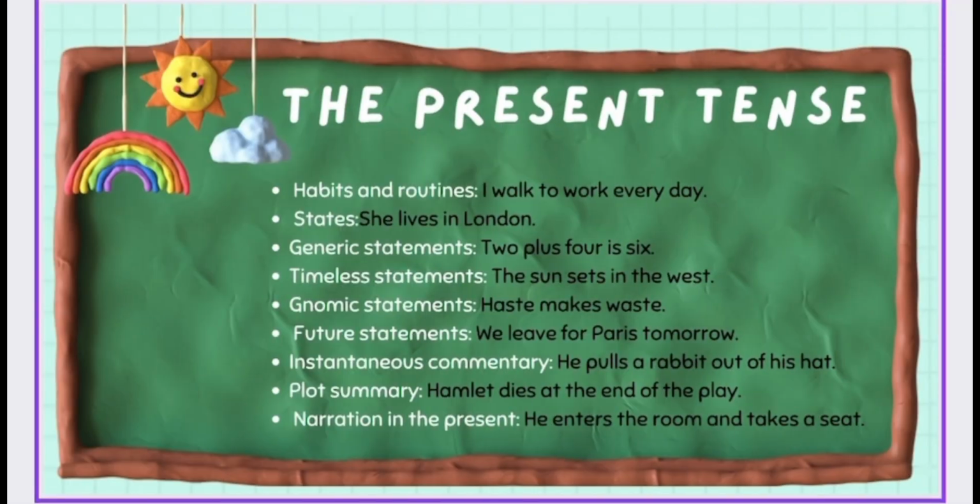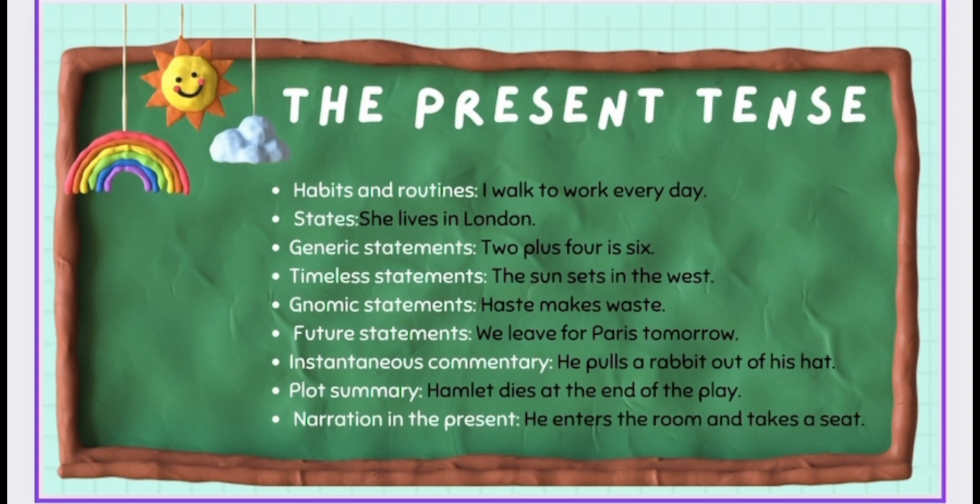Present tense in English is not only used to denote actions that are happening right now. For example, it can be used to express a variety of other temporal and non-temporal situations. For example, habits and routines. The present tense is used to talk about actions that happen on a regular basis. I walk to work every day.